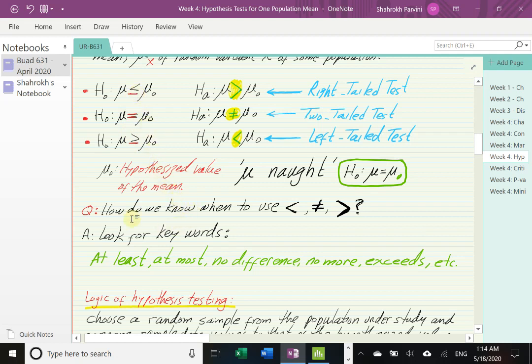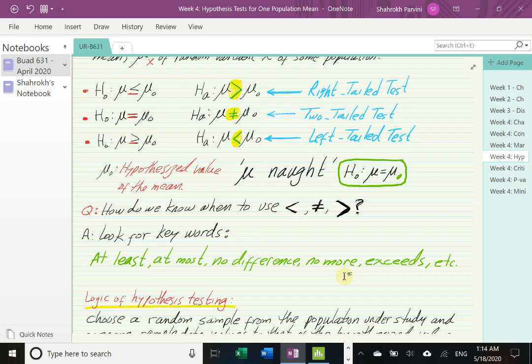And so there we have that one. Now, how do we know when it's less than, not equal, greater than? I have it here for you. We always look for these keywords: at least, at most, no different or no difference, no more, exceeds. Any one of these words that somehow turn out to be an inequality as we write them.